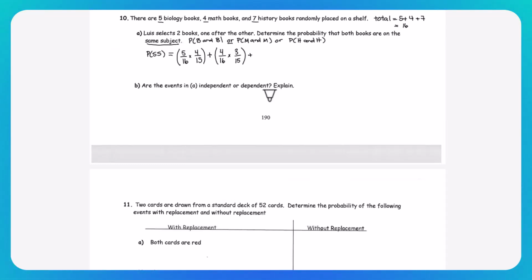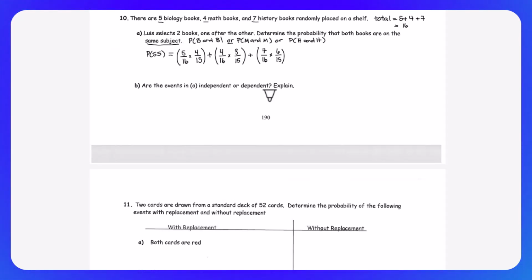And then we're going to add again, because now we're going to look at the history case. So really, this is 3 cases. Okay. So now the third case, for history, there were 7 history books. Way too many history books. Oh, never mind. I like history. And 6 now, and then 15.